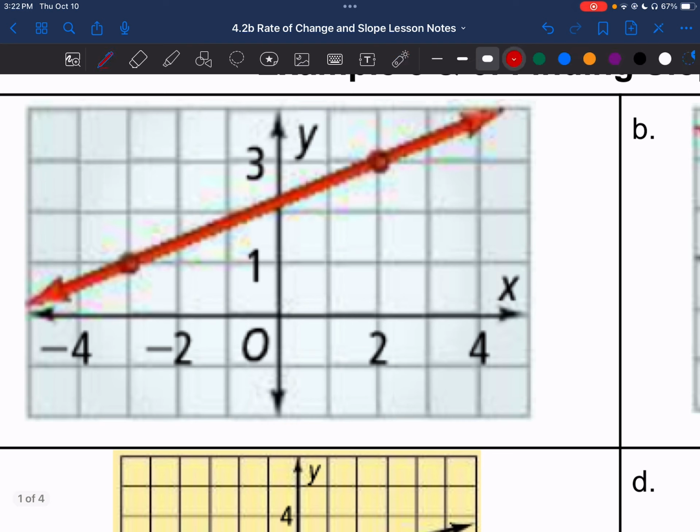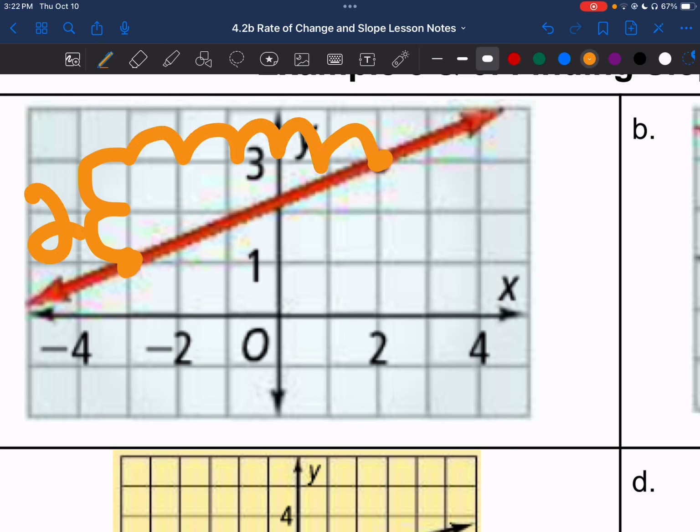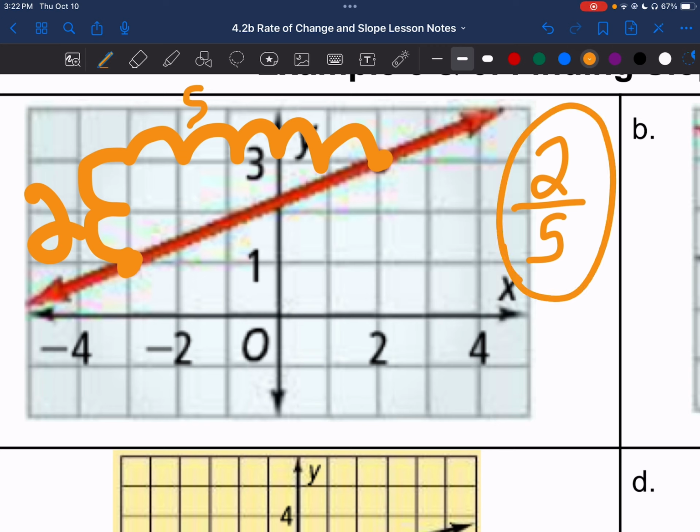We are given 2 points on the graph, one of them right here and one of them right here. When we have a graph, we can find our slope by counting. So we're going 1, 2 hops up, and we're going 1, 2, 3, 4, 5 hops to the right. So our rise is 2, our run is 5. Leave slopes as a fraction, as it is much easier to represent them on a graph if they are a fraction.